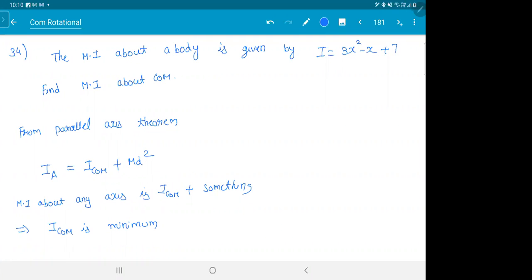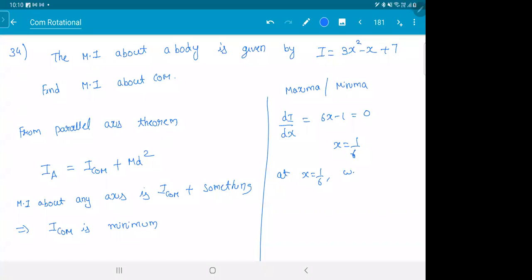Clear? So then done. It's a maximum minimum problem actually. So indirectly you're asking me to find the maximum and the minimum value of the function. So you have to differentiate. 6x minus 1 is 0, x is equal to 1 by 6. That means when you keep x is equal to 1 by 6, you get minimum value. We get I minimum, and we know I minimum is ICOM.